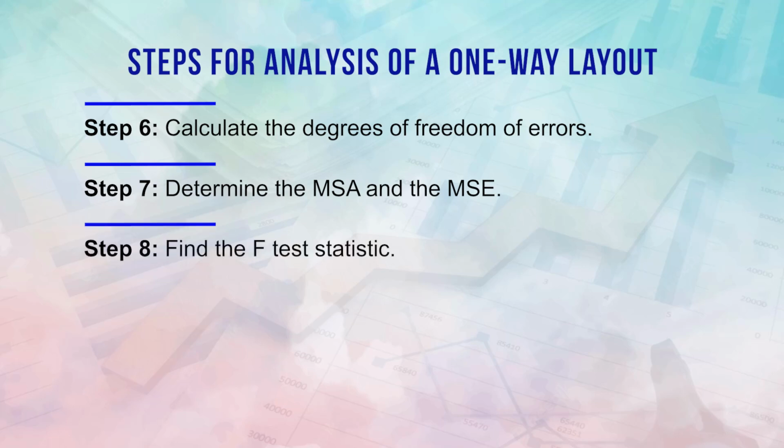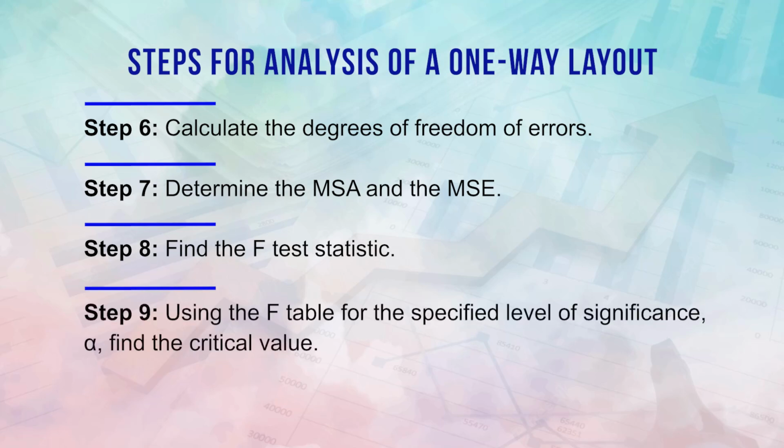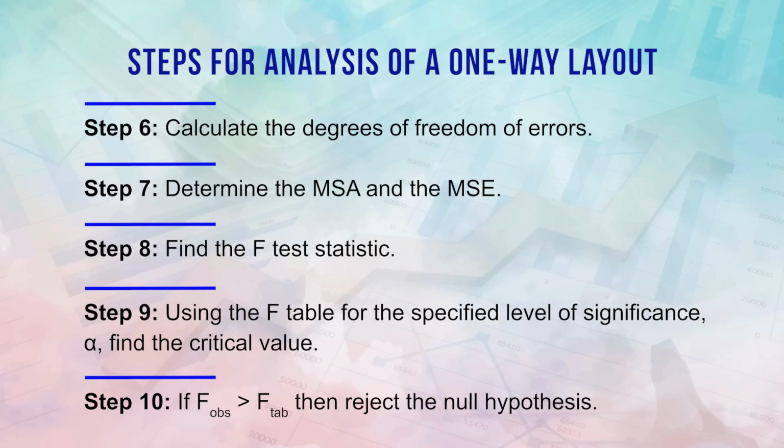So next we will find the F statistic, that is the test statistic which follows an F distribution, and using the F table for the specified level of significance alpha, we will find the critical value from the table, and then we will compare the value of our test statistic with the critical value. Obviously, if the observed F is more than the tabulated F, we will reject the null hypothesis. So these steps are to be followed in any one-way classified data analysis technique.